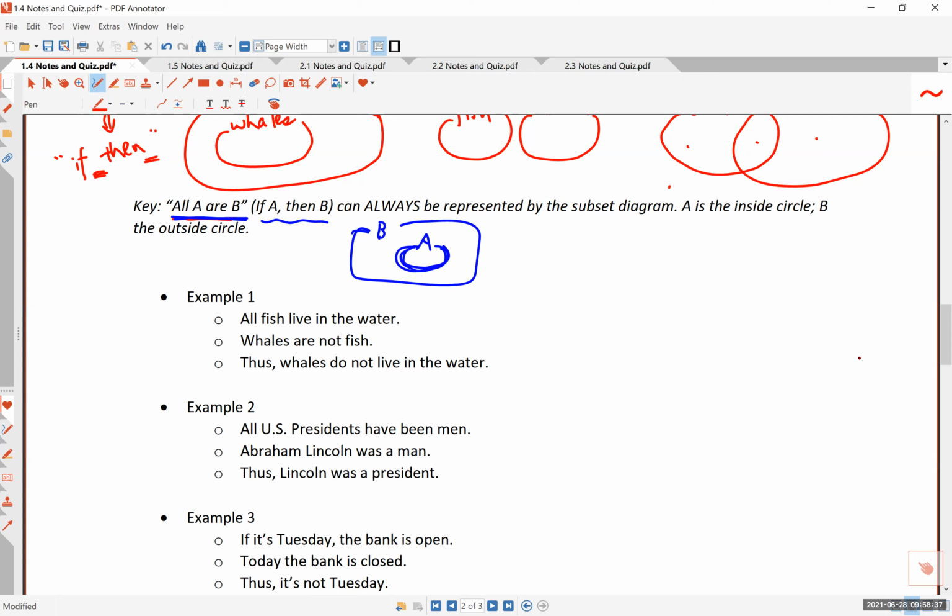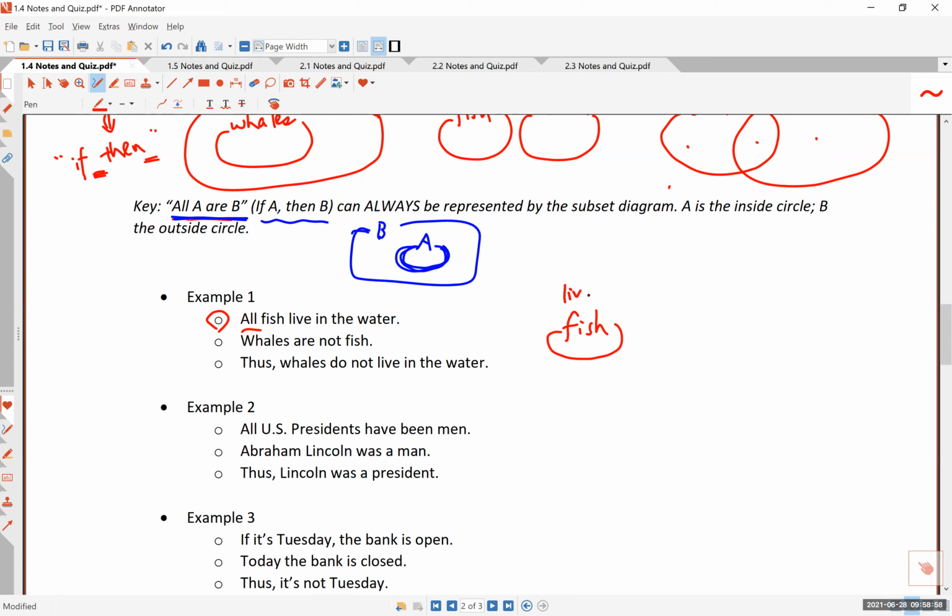All fish live in the water. Okay, notice here, all fish live in the water. You see two sets of things here. All fish, we have a fish circle, and that has to be the inner circle because the first statement is already saying it's a conditional. If X is a fish, then X lives in the water.